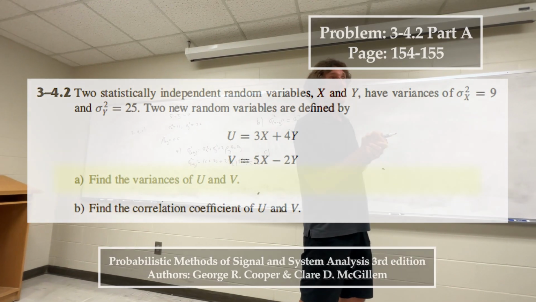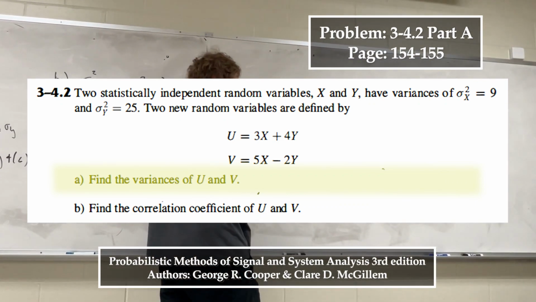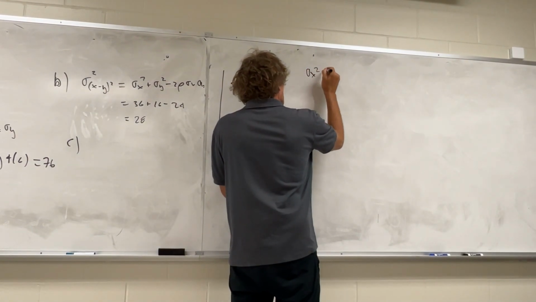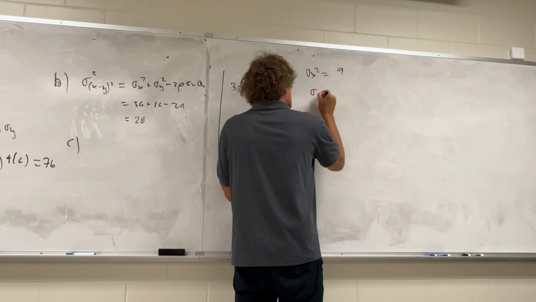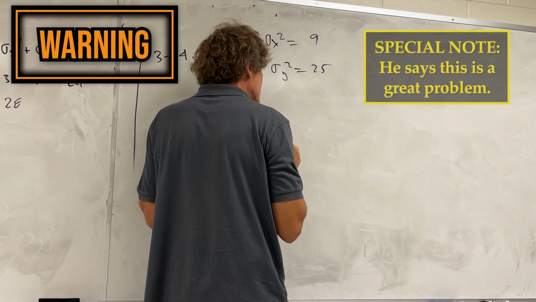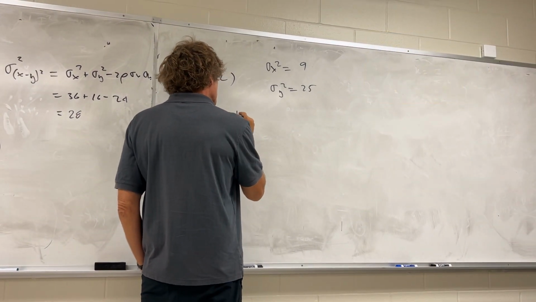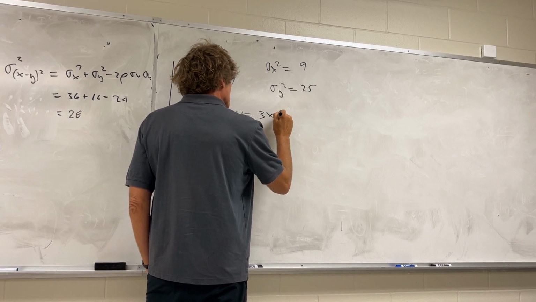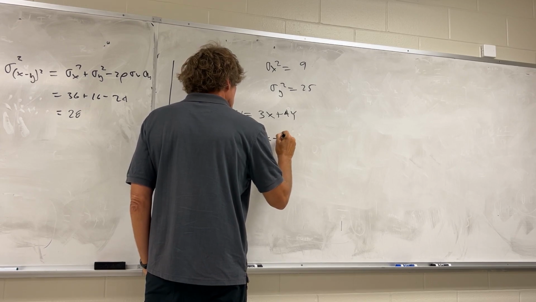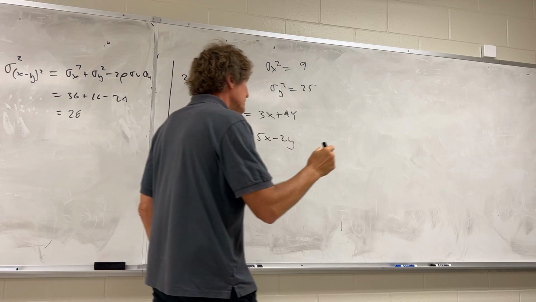Problem 3-4.2. You have two statistically independent random variables, x and y, with variances of sigma x squared equals 9 and sigma y squared equals 25. Two new random variables are defined by... This is a great one. I like this one. U equals 3x plus 4y, and V equals 5x minus 2y. And then part A wants you to find the variances of U and V. Okay.